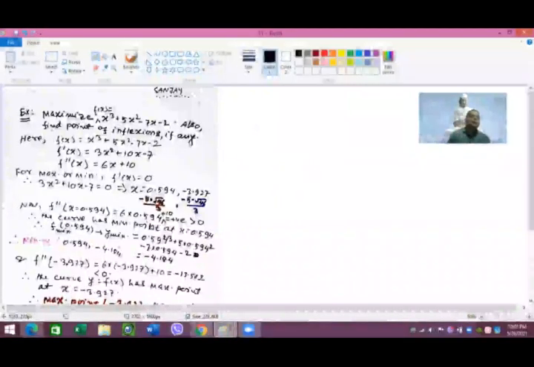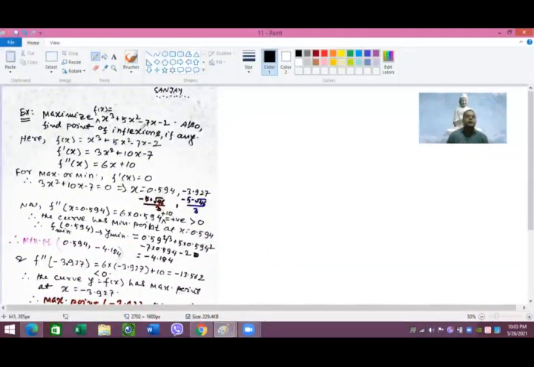So let's see in this example: maximize f(x) = x³ + 5x² - 7x - 2, and also find the points of inflection, if any. Okay, so you have all three pieces of information necessary. First of all, the given function, then the first order derivative. You can see that the derivative of x³ is 3x² when you use the formula d/dx of xⁿ = nxⁿ⁻¹.